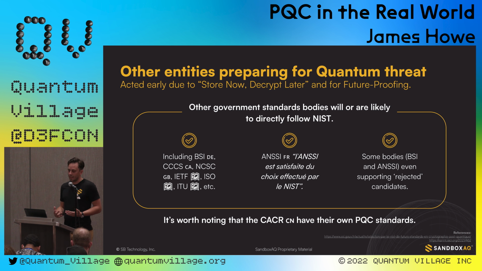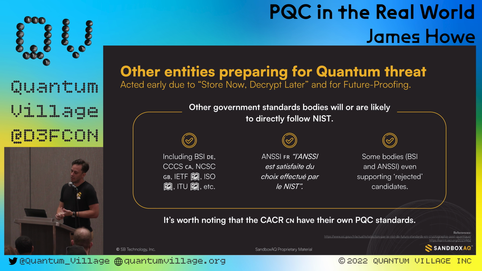As well as NIST, we have other standards bodies that are following or have explicitly said they're going to follow what NIST have said. So you're talking about the German BSI, ANSSI, the French standards body as well. They recently said in French, we're happy with the selection of candidates that NIST have made. And even some of them also support alternatives or those that weren't selected by NIST.